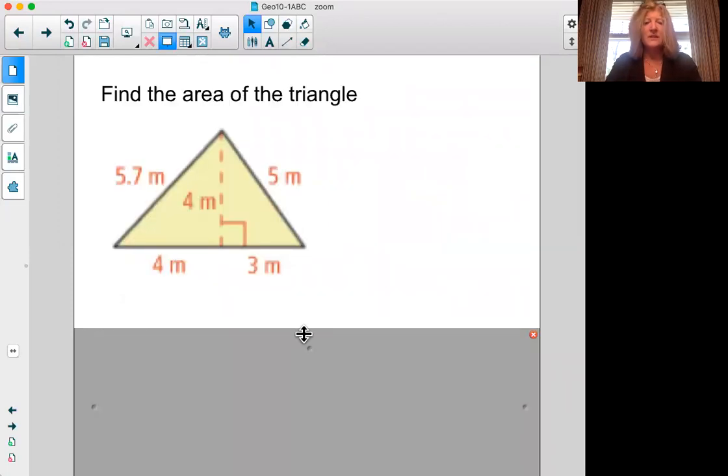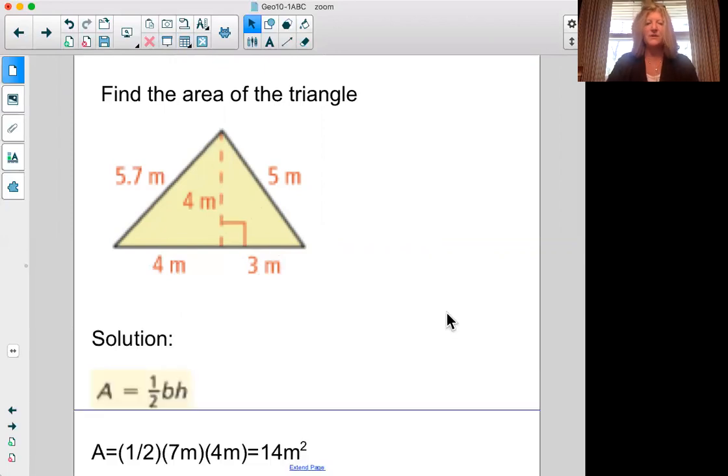In this case, even though you can choose any side you want to be the base length, we won't choose 5 because we don't know the height in that direction. We won't choose 5.7 because we don't know the height in that direction. But we do know this base length is 4 plus 3, 7. And we know the height that corresponds to 7 is 4. So we can use those numbers to plug in and get our area for this yellow triangle.